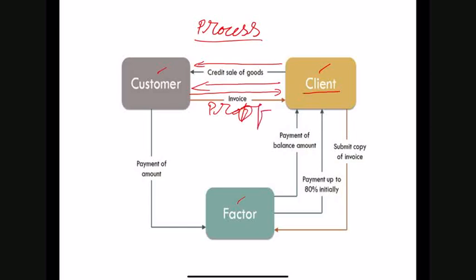This serves me as proof. This invoice will be given and submitted to the factor, and the factor purchases all my debts. I sell all my debts to the factor, and I'm relieved.